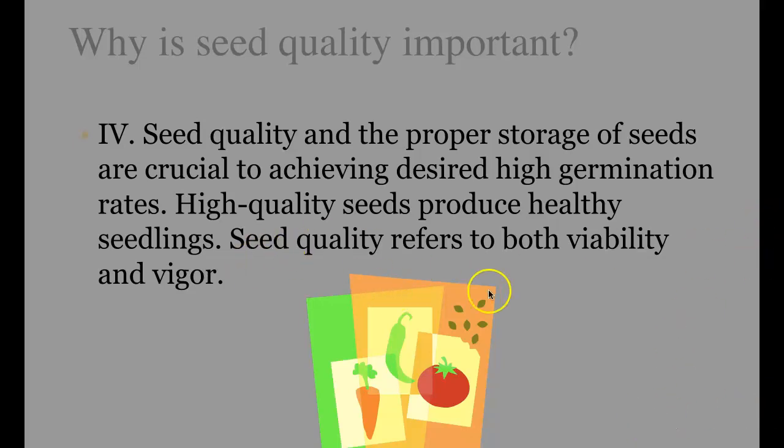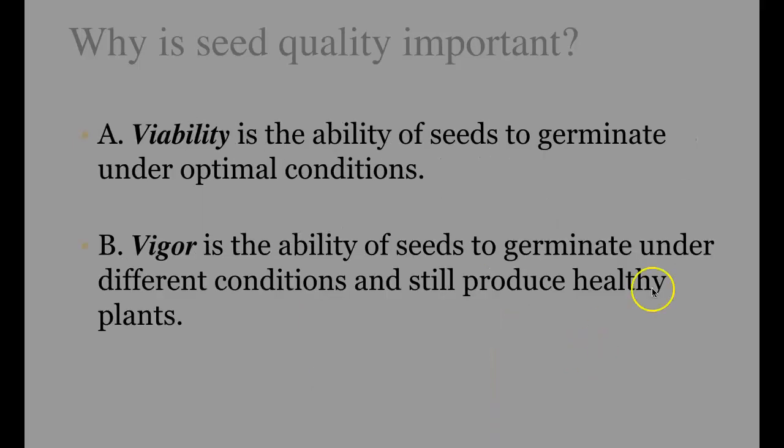And notice it does say seed quality refers to both viability and vigor. So viability is the ability of seeds to germinate under optimal conditions. Vigor is basically that plant being able to germinate under different conditions. So if the conditions aren't quite ideal, can they still produce a healthy plant?